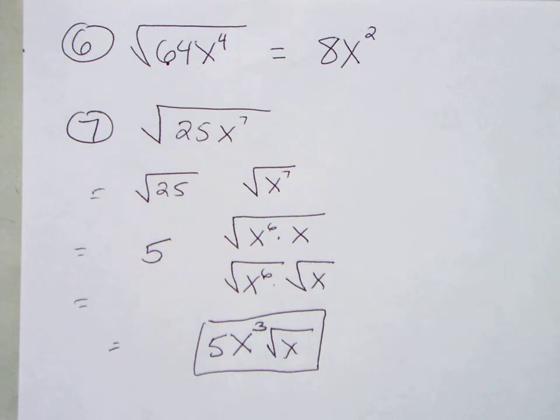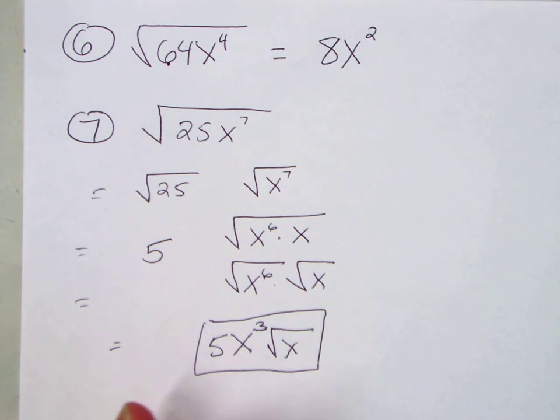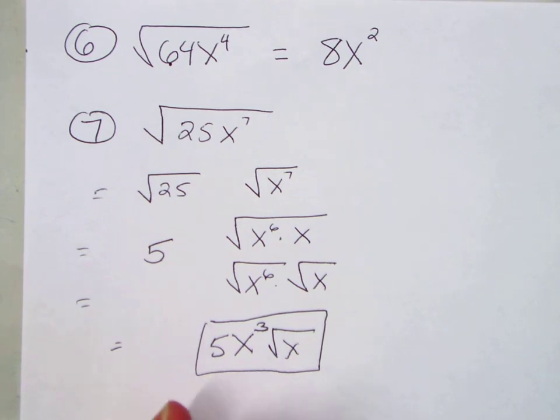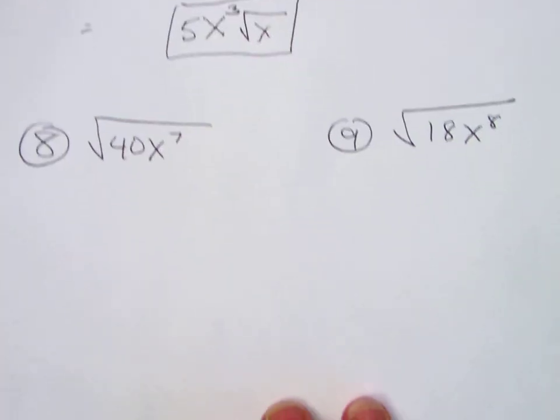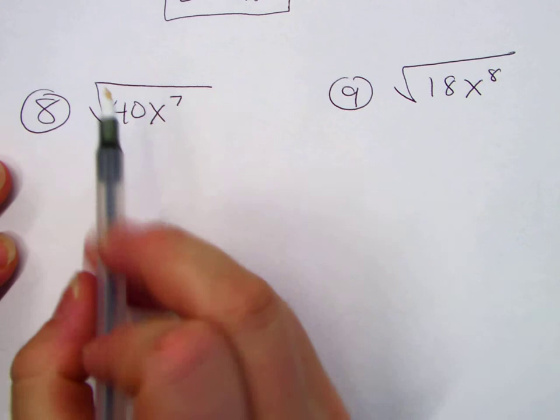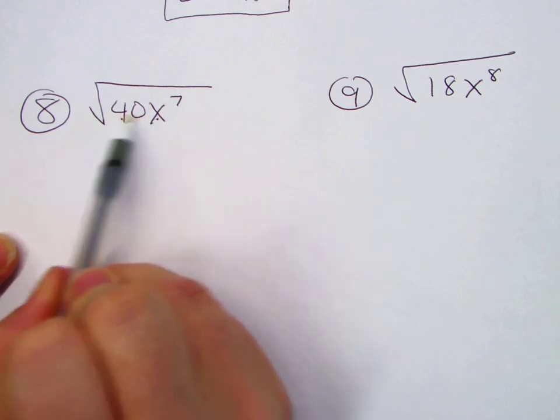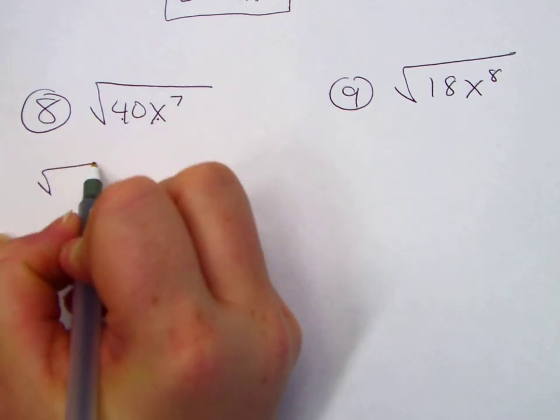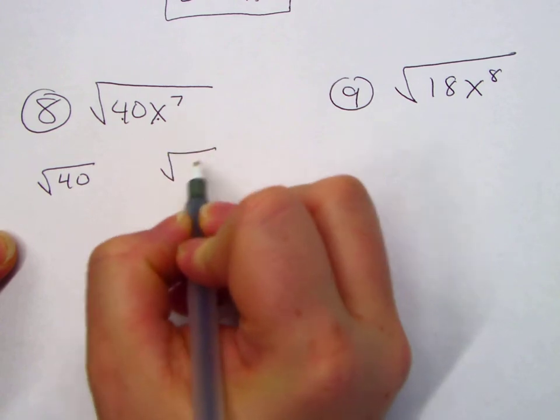Okay, we got 2 left. Meat and potatoes. 8. 40x7 and 18x8. All right. So this is the key. This is what I want you to be able to do. Take what we've just learned and mush it together. So the first thing I like to do when I have numbers and letters, break them up. I just think it creates less mistakes.